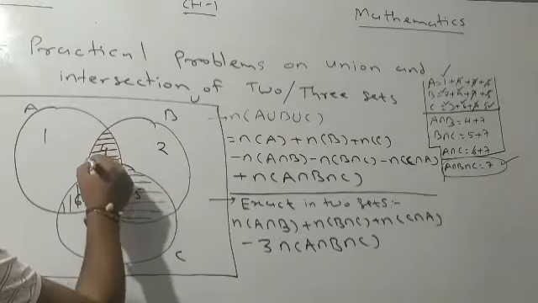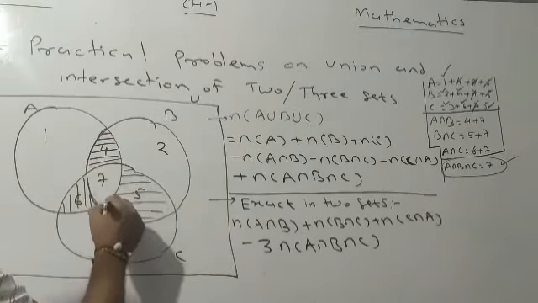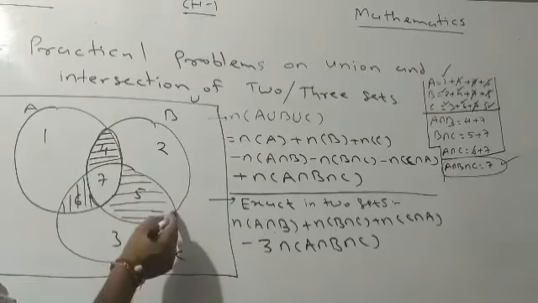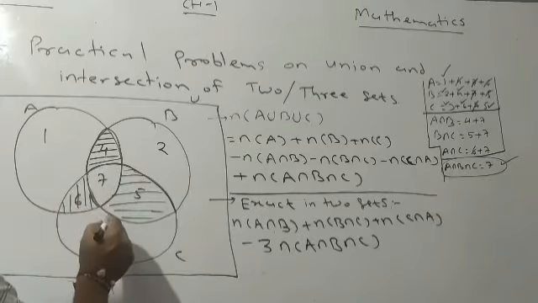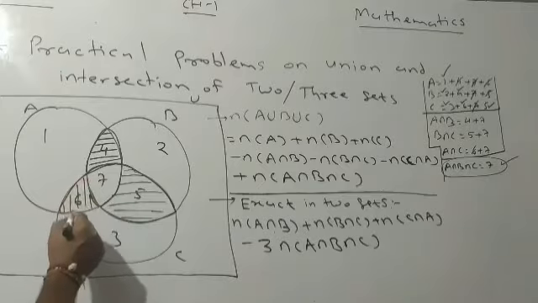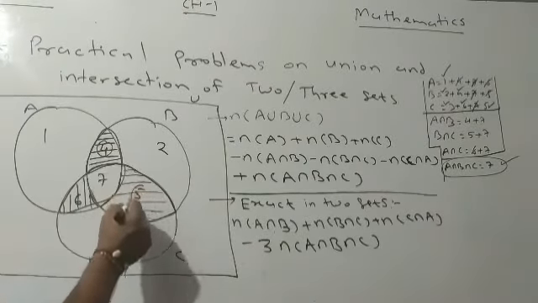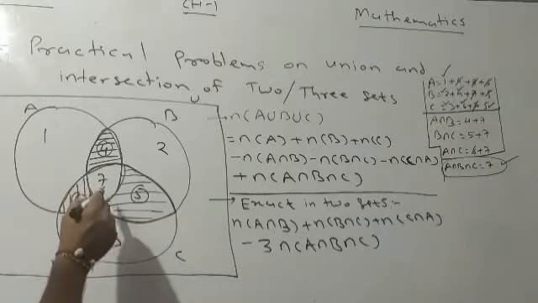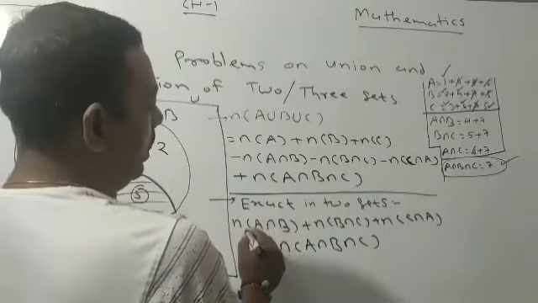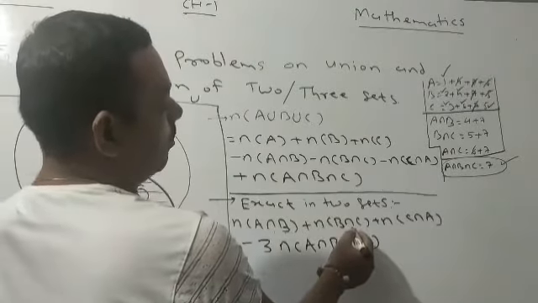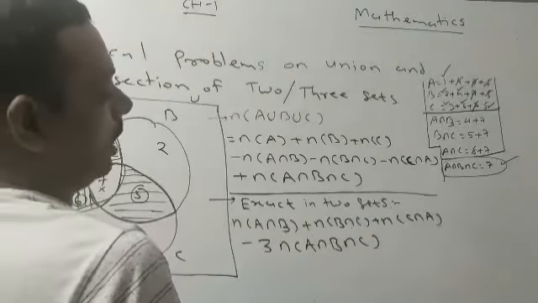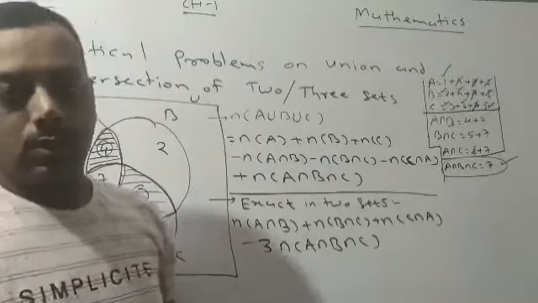And for that we will write the formula like this. When we say A intersection B, it means 4 and 7 both are covered. Now B intersection C means 5 and 7 will be covered. Now C intersection A means 6 and 7 will occur. But we need only 4, only 5 and only 6. But here 7 occurs thrice, so we have to remove that. So the formula is n of A intersection B plus n of B intersection C plus n of C intersection A minus 3 times n of A intersection B intersection C.